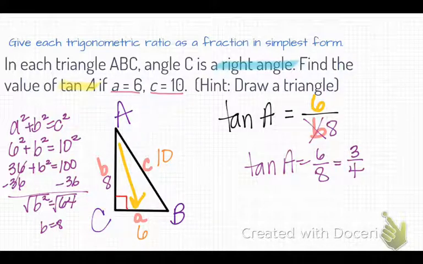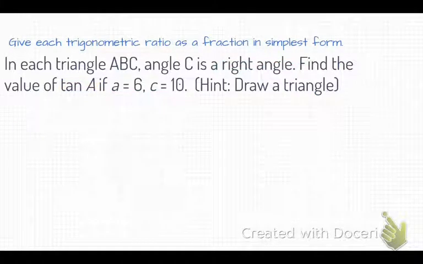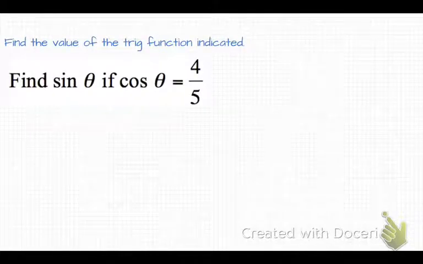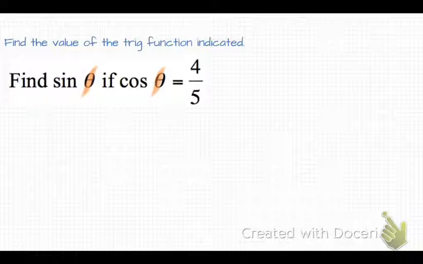Okay. Here's our last thing once it loads again. It says find the value of the trig function indicated. It says find sine theta if cosine theta equals 4/5. Have you seen theta before? Okay, this symbol right here is theta. It's just a Greek letter, and we use it as a placeholder for angles most of the time. So if we don't know our angle, a lot of the time we're going to call it theta.